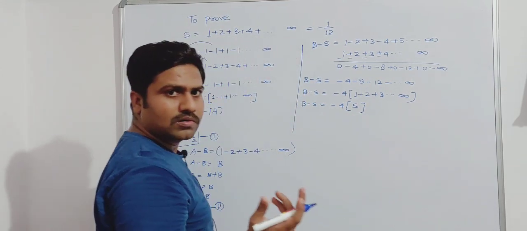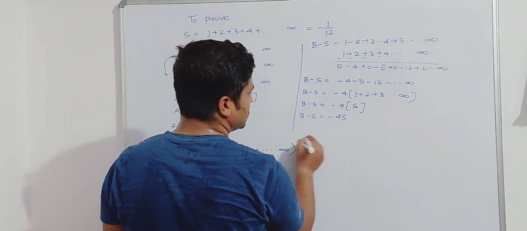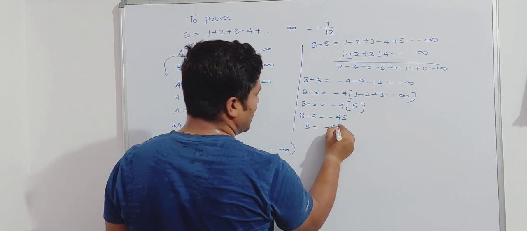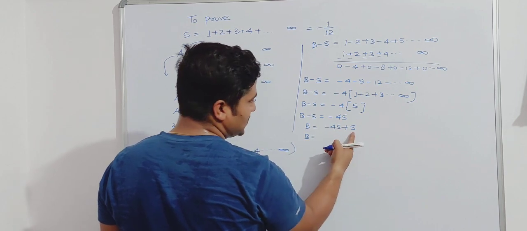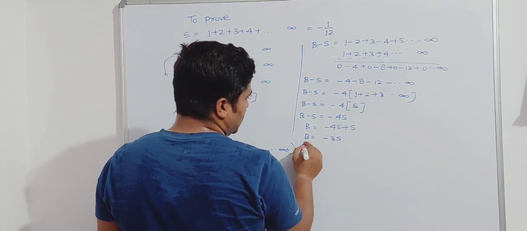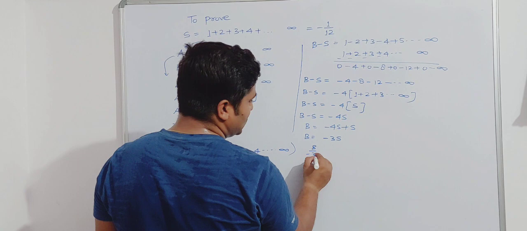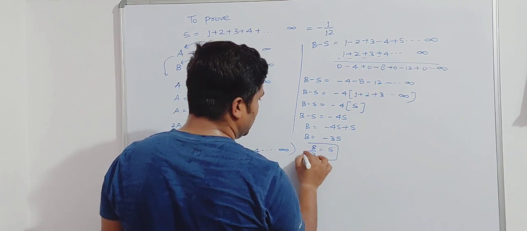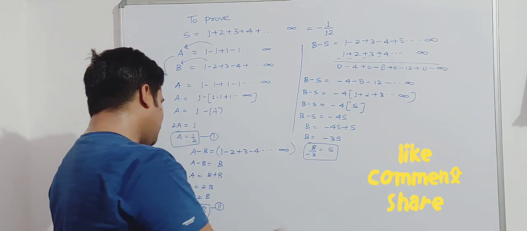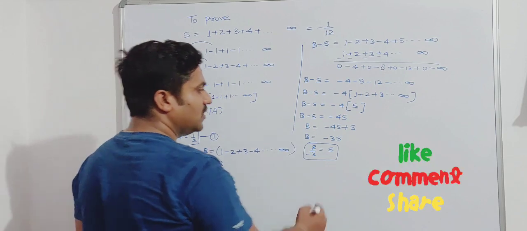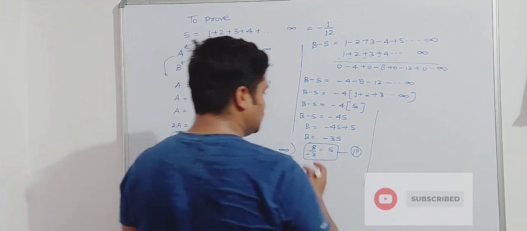Yes or no? Okay. So B minus S will be equal to minus 4S. So B is equal to minus 4S and this is plus S. So B is equal to minus 4S plus S, minus 3S. So B is equal to minus 3S, or B by minus 3 is equal to S. Okay, but what do we have as the value of B? The value of B is 1 by 4. So can we put the value of B as 1 by 4 in this relation? Obviously yes, we can put it.